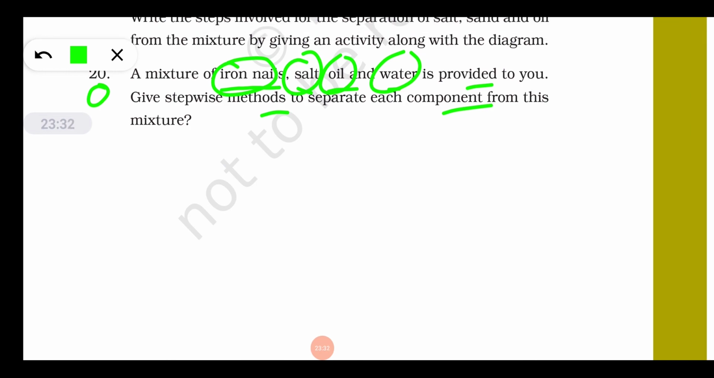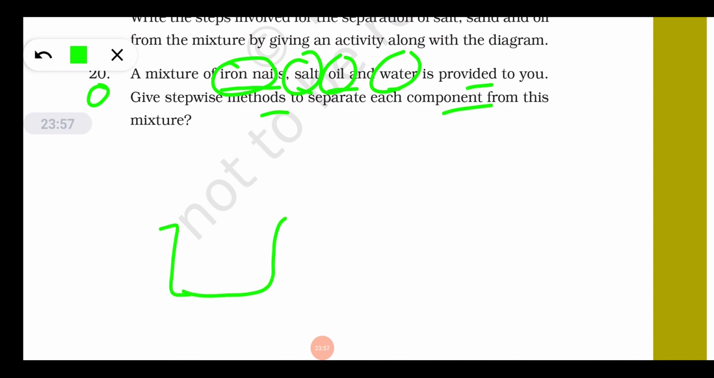iron nails by magnets. You can even hand pick it, because iron nails तो big size के होते हैं, आप हाथ से भी उसको उठा के निकाल सकते हो. अगर आपको हाथ touch नहीं करना है you can use magnet. Magnets में सारे iron nails stick हो जाएंगे. इसके बाद oil को remove करने के लिए you can use the decantation method.